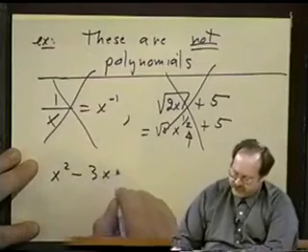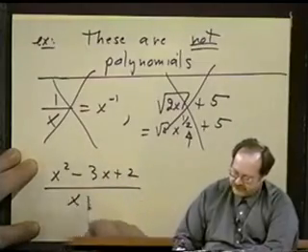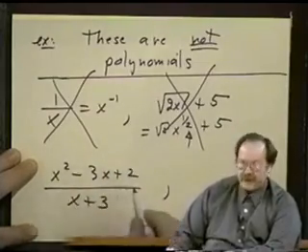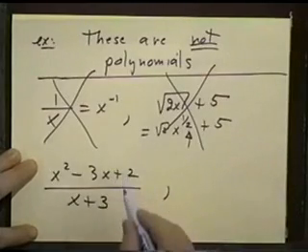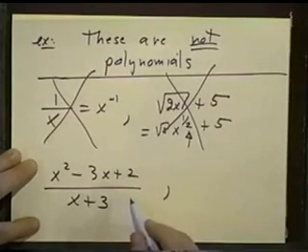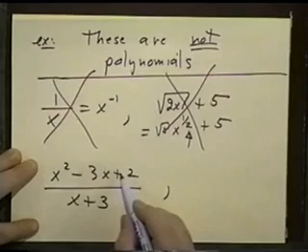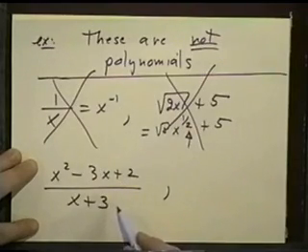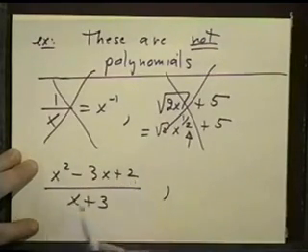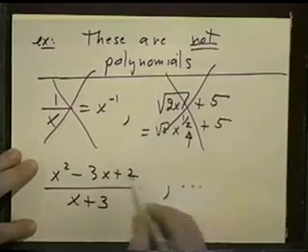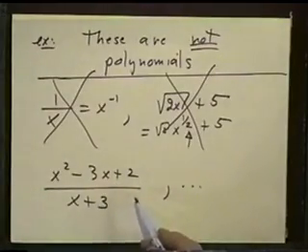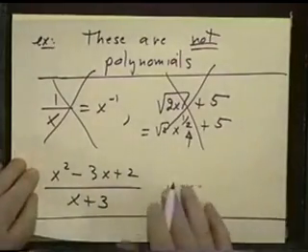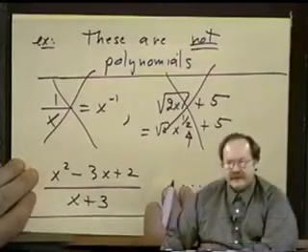X squared minus 3x plus 2 over x plus 3. Not a polynomial. It is a rational function, which we'll discuss later. A rational expression. But it's the division of two polynomials, that's true. The top's a legitimate polynomial and so is the bottom. But this expression is not a polynomial.